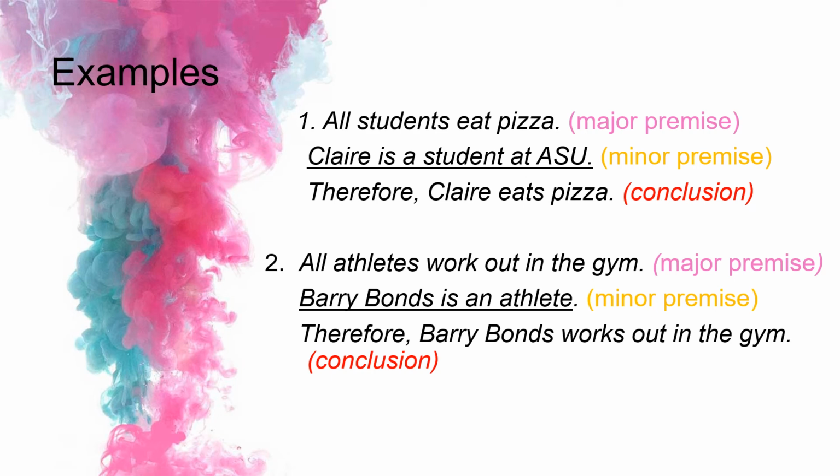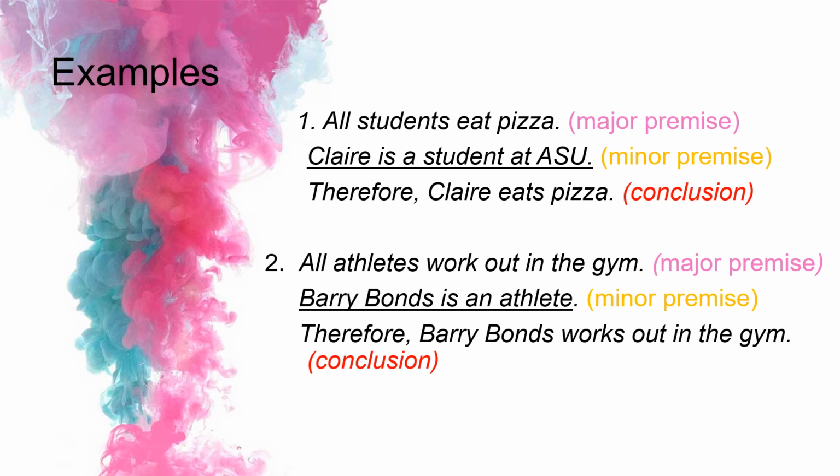Claire is a student at ASU. This is the minor premise, and it provides support. It provides more information regarding the major premise. So what conclusion can we come to from these two premises? Therefore, Claire eats pizza. This is related to the information given in the premises. The conclusion is now specific to Claire.